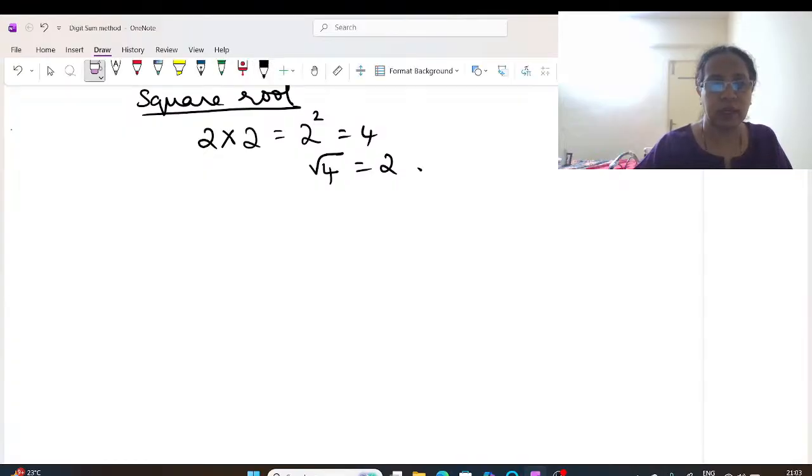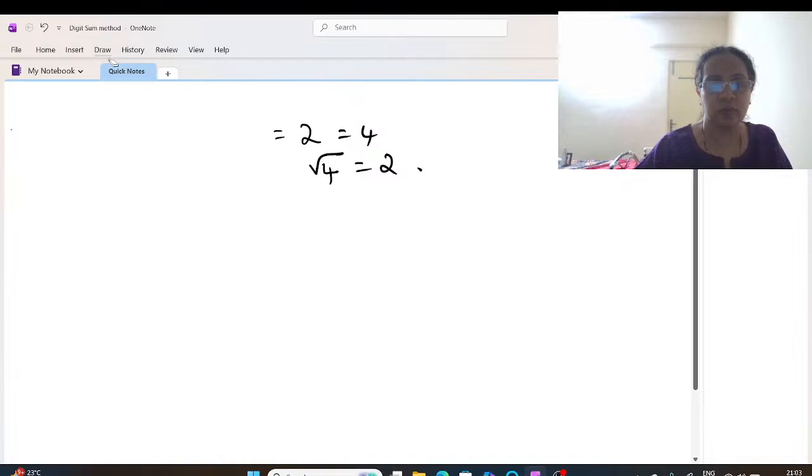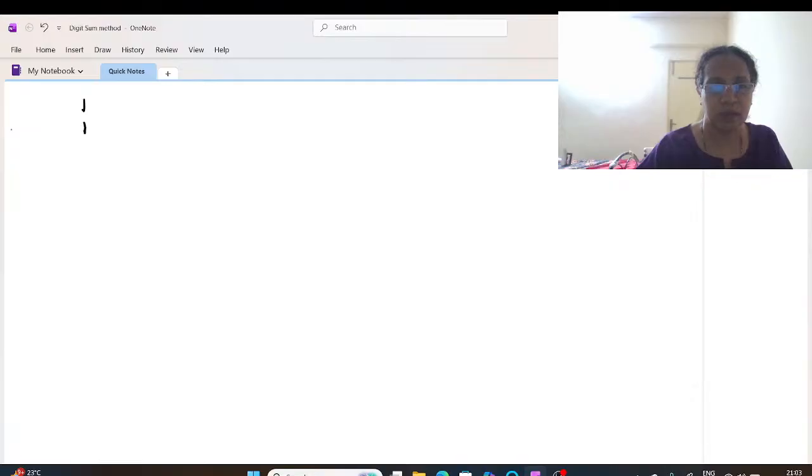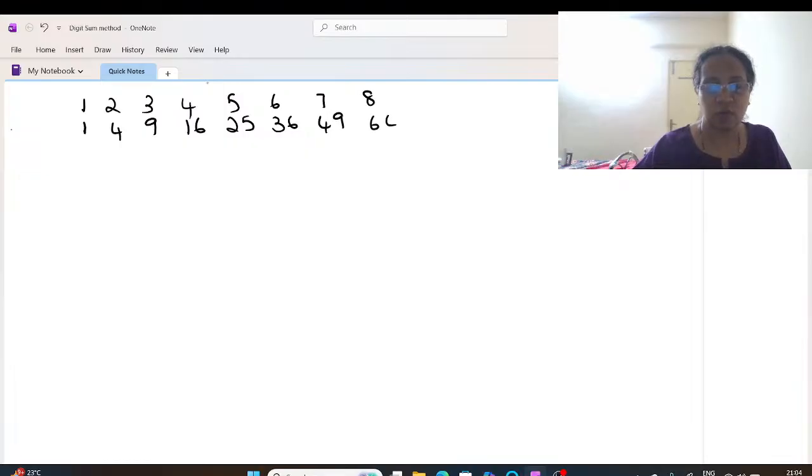Today we will be looking at how to find the square root of big numbers. So before that, we should know the squares of numbers between 1 to 10. Square of 1 is 1. Square of 2 is 4. Square of 3 is 9. Square of 4 is 16. Square of 5 is 25. Square of 6 is 36. Square of 7 is 49. Square of 8 is 64. Square of 9 is 81. And square of 10 is 100.